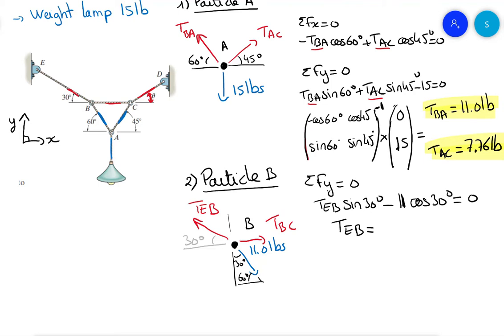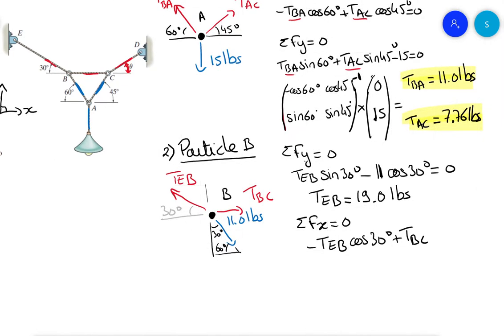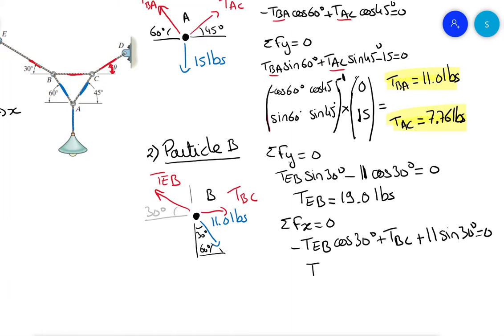Okay. Yes, 19.0 pound. Okay, that's for TEB. And now we can solve for some of the forces on X. It's equal to 0. So we got minus TEB cosine 30 plus TBC and plus the component on the X for the 11 pounds, so plus 11 sine 30 equals 0.